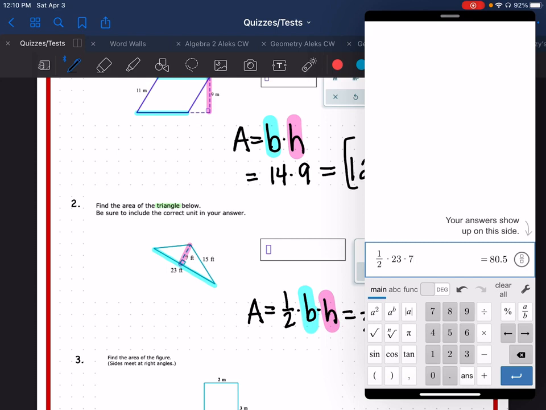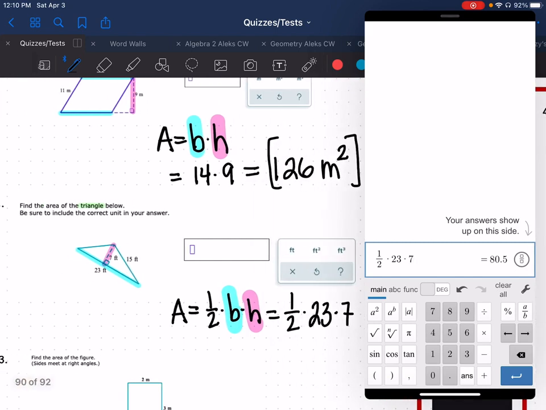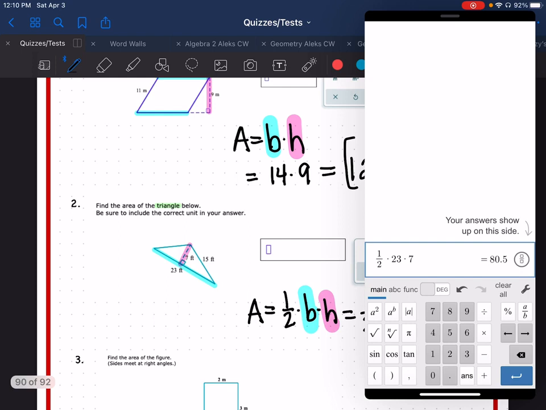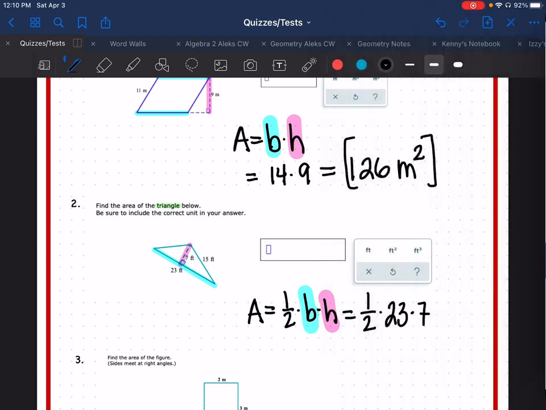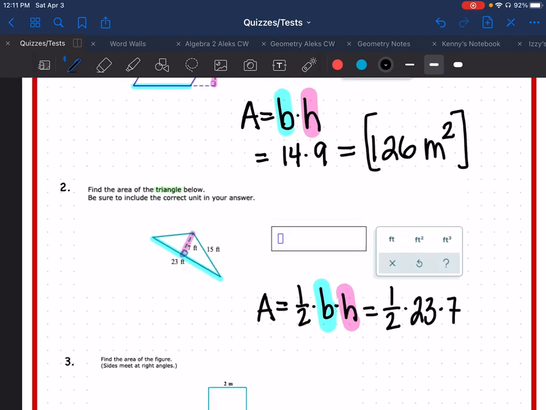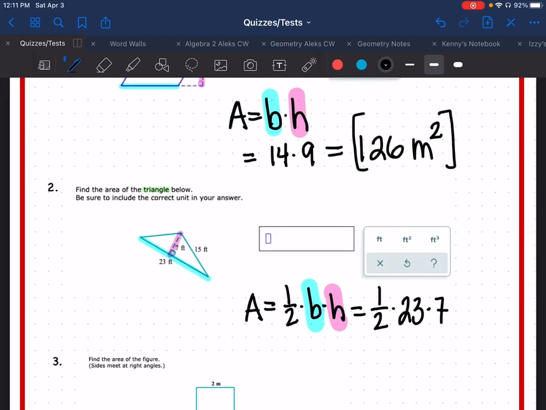There is no indication that they want it as a fraction, but if they do want it as a fraction, you could just press the little circle and it will change it to a fraction for you. I'm going to say that Desmos will take that 80.5. So I'm going to go ahead and sweep that off to the side. Oops, there we go. And that's going to be my answer. 80.5 feet squared. Always pick the squared unit for area.